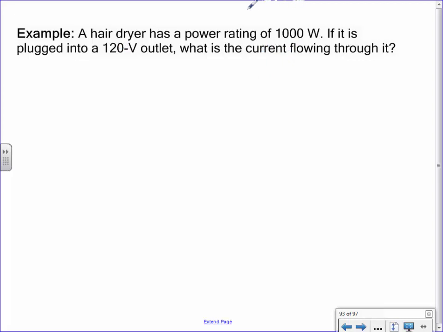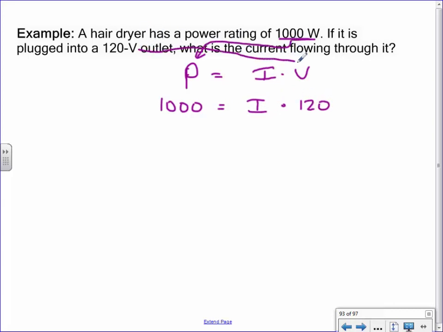So here's what I need you guys to be able to do. If I give you the formula power is equal to current times voltage, I'm now going to start plugging in some of the numbers I know. For example, the power was 1,000 watts. That's going to go right here. I did not know current, but I do know the voltage is 120. So I'm replacing this number here and this number here. Here's where you need to have some math skills. In order to get I by itself, you need to divide both sides by 120. Basically, I need you guys to be able to do some basic algebra.